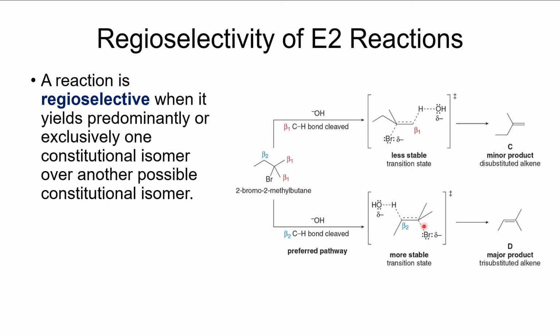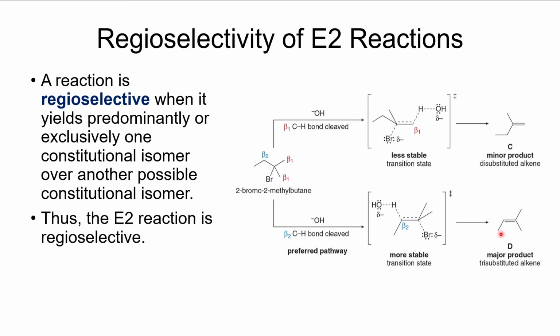This one has more substituted alkene double bond character in the transition state, and therefore it will be a little bit lower in energy, and we will get our major product, which is our tri-substituted alkene.